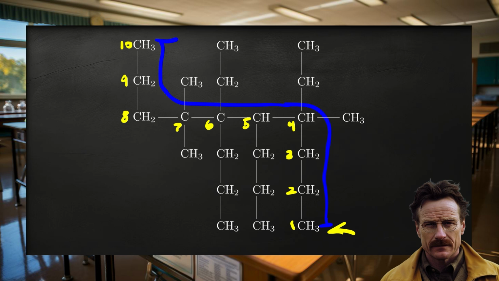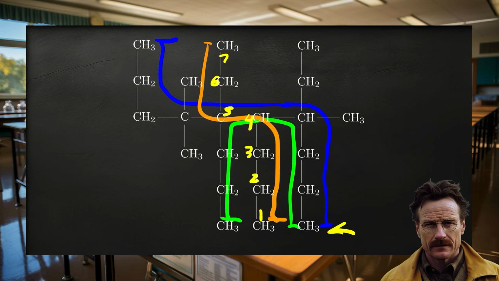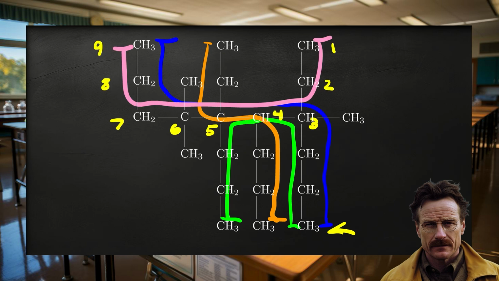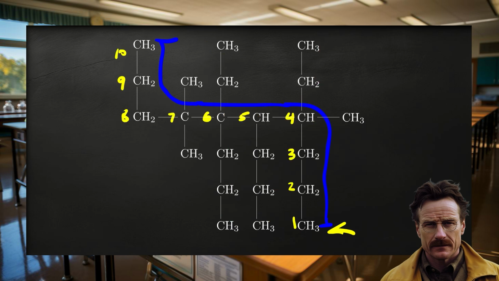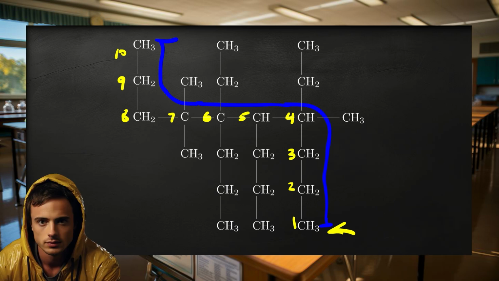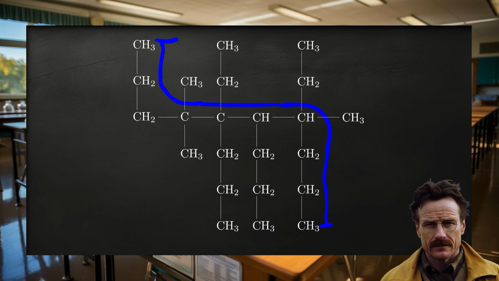Sometimes it's a good idea to trace out multiple paths with a pencil if you are working on paper or with your finger. Trying out a few different paths is generally a good idea. The longest chain, the parent chain, is here and it's 10 carbons long. Jesse, what do we call a 10-carbon alkane? Decane, Mr. White? Correct. Okay, Jesse.